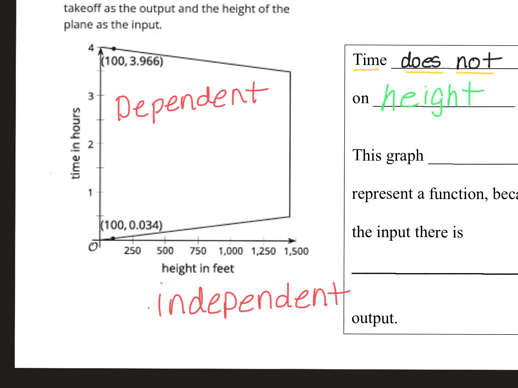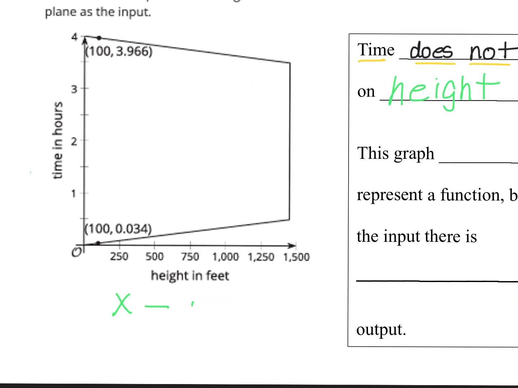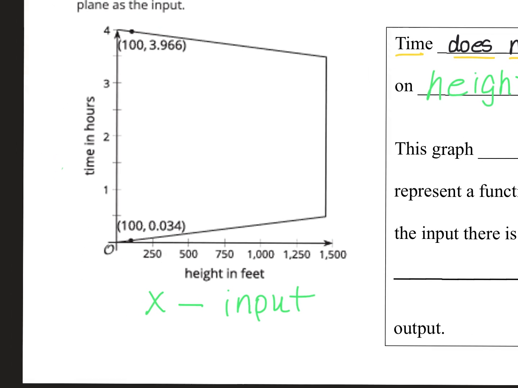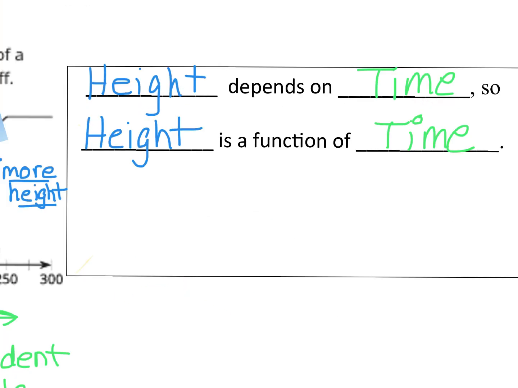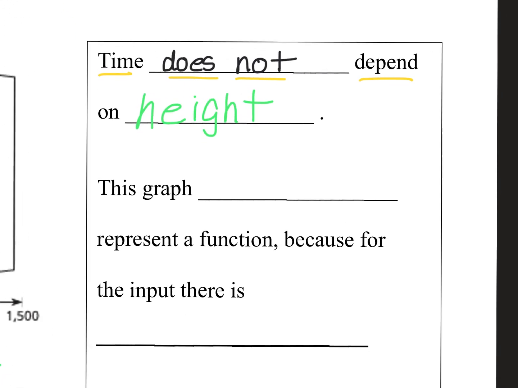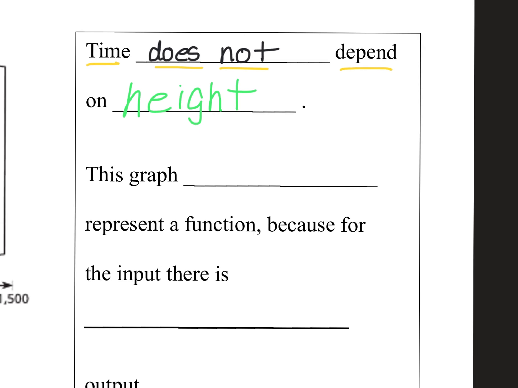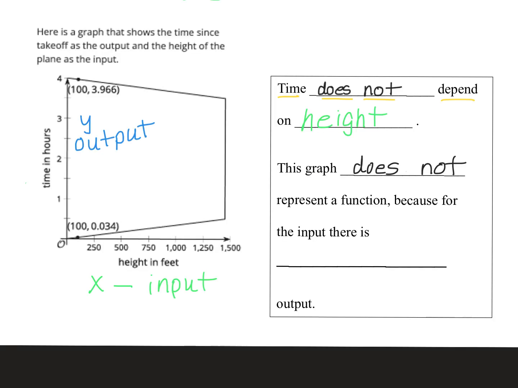So these variables are not independent and dependent variables. Instead, we're going to use the word input to represent our x, and we're going to use the word output to represent our y. So in the previous example, it was a function, but in this example, the graph does not represent a function because the time does not depend on the input.